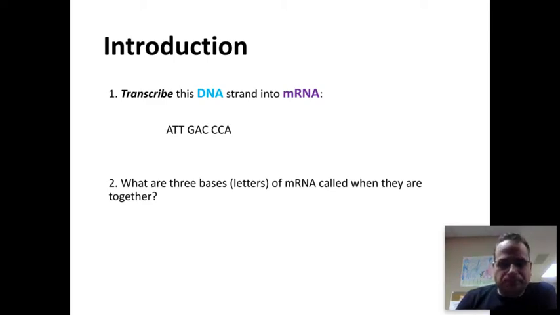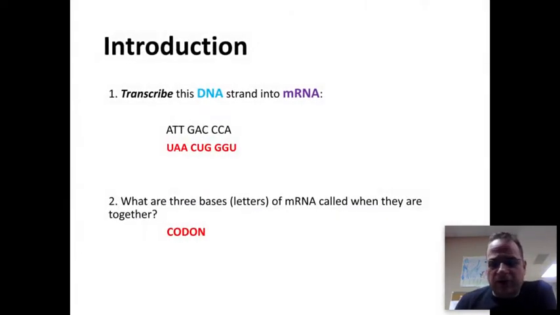Moving on. So now we're going to talk about the answers. Transcribe the DNA strand into mRNA. Remember, A goes with U, T pairs up with A still. Remember, this is the mRNA strand. G will go to C, A will go to U, C will go to G, C will go to G, C will go to G, and A will go to U. And then finally, that three-letter word is known as a codon.